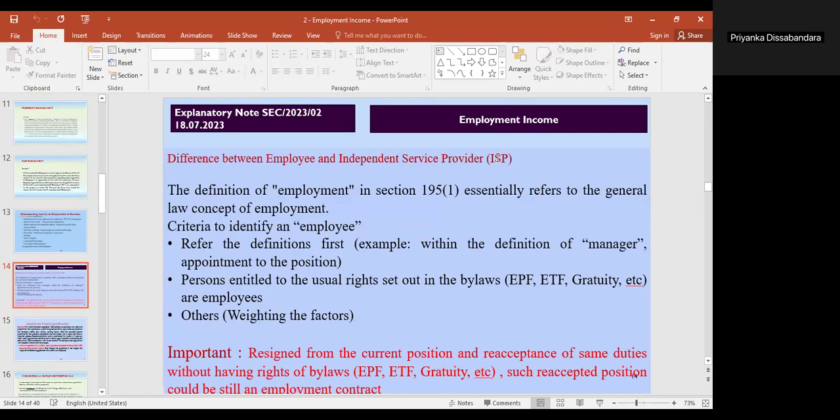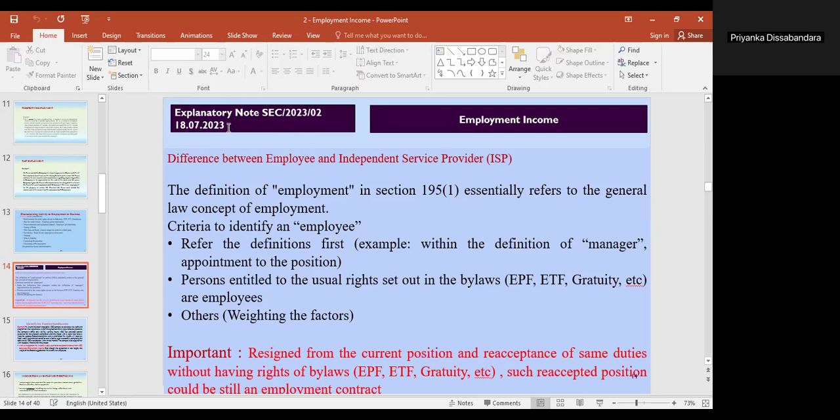So for the segregation of this income between employment and independent service provider, we have already issued a circular. We call it explanatory note SCC 2023-2. We issued it on 18th of July 2023 because we had several issues with regard to employment when we introduced 5% withholding tax on service payments.